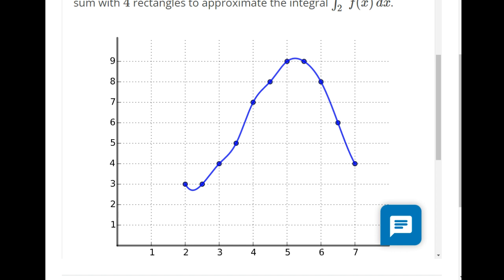So it's 8 plus 9 plus 7 plus 4, you get 22. Wait a second. That's 17, that's 24. I get 28, not 22. 28.